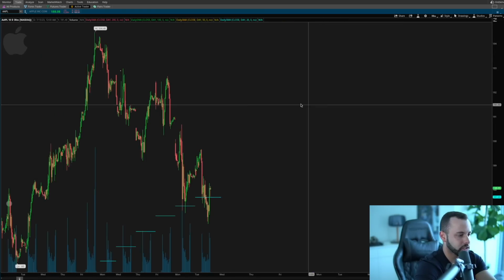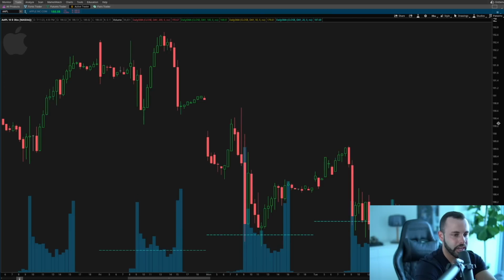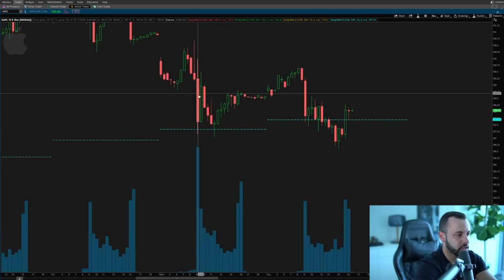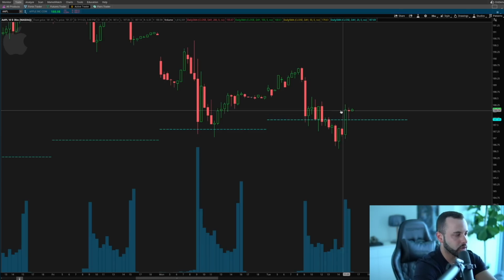If I go to the 30-minute chart, we can see what's happened over the last 2 trading days. You can see yesterday we pulled back into that daily 20 and held it. Today we were below it, but got bought back above that daily 20 SMA.